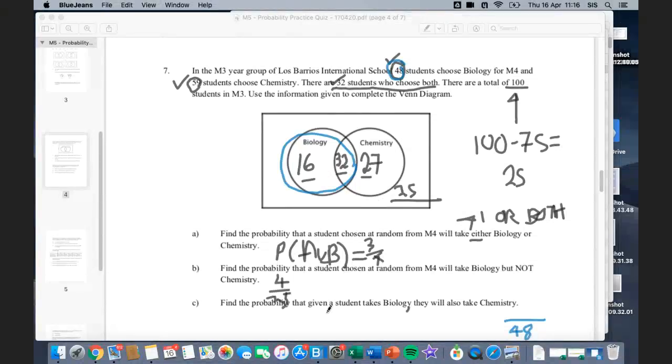So given they've chosen biology, which means we're just focusing on the biology section, will they take chemistry? Well, we know that out of this circle, 32 of the 48 also take chemistry. So the answer is going to be 32 out of 48.